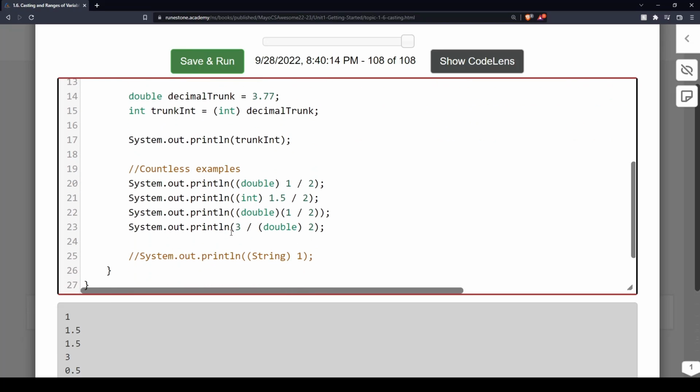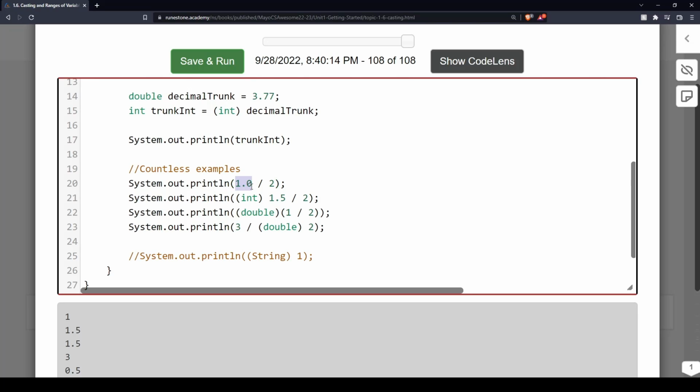Now it's time for examples. Yay. Okay? So in this first one, we have a double 1 divided by 2. So since the double is in parentheses, we do that first. So we cast the value 1 to become 1.0. And now our expression looks like 1.0 divided by 2. So we have a double divided by an integer. And since a double is higher in the hierarchy than an integer, the value of this expression becomes double.